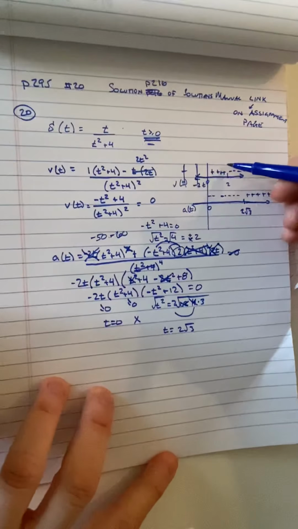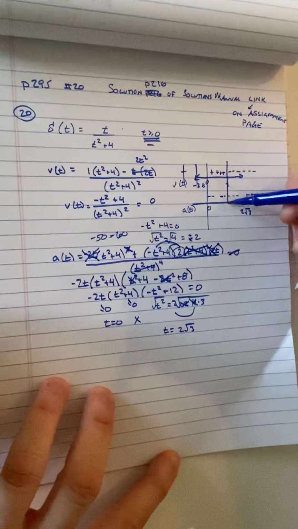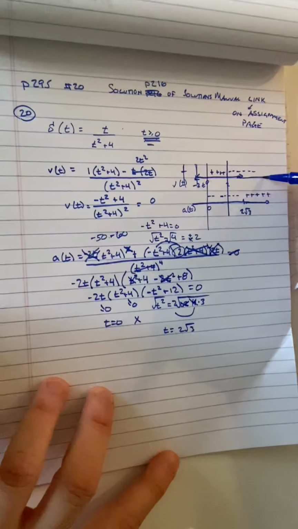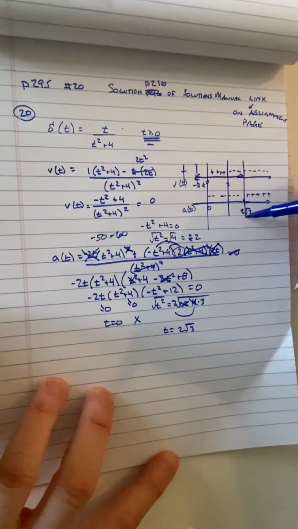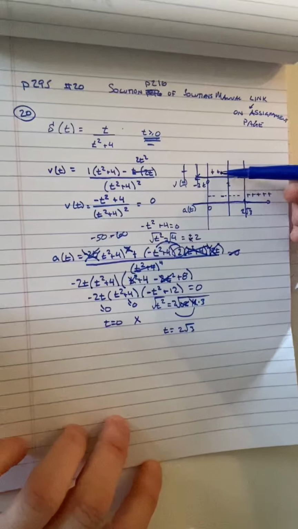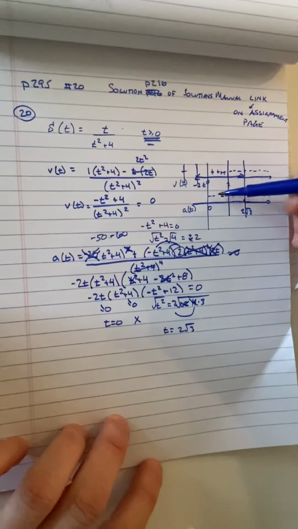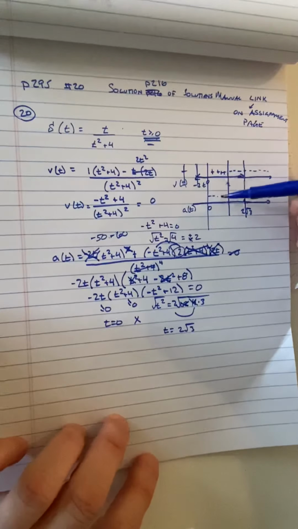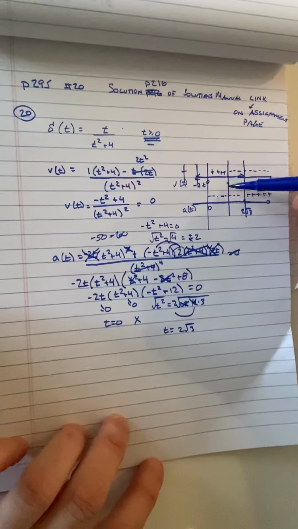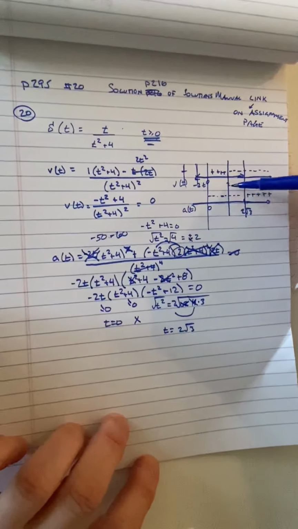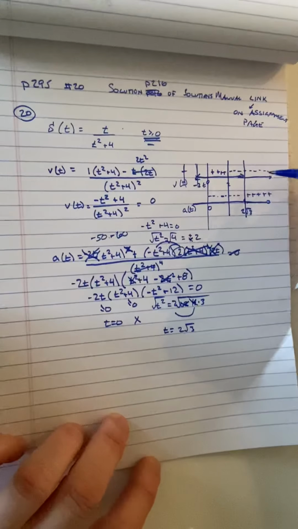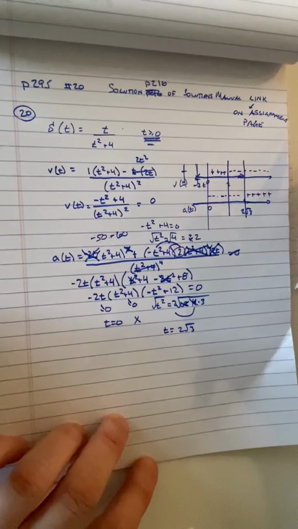To find the intervals in which it's speeding up or slowing down, put a vertical line through these critical values, a critical value from the second derivative test as well. And then you can see where the velocity and the acceleration have opposite signs, it's slowing down from 0 to 2. When they have the same sign, it's speeding up from 2 to 2 root 3. When they have opposite signs, it's slowing down from 2 root 3 to positive infinity.